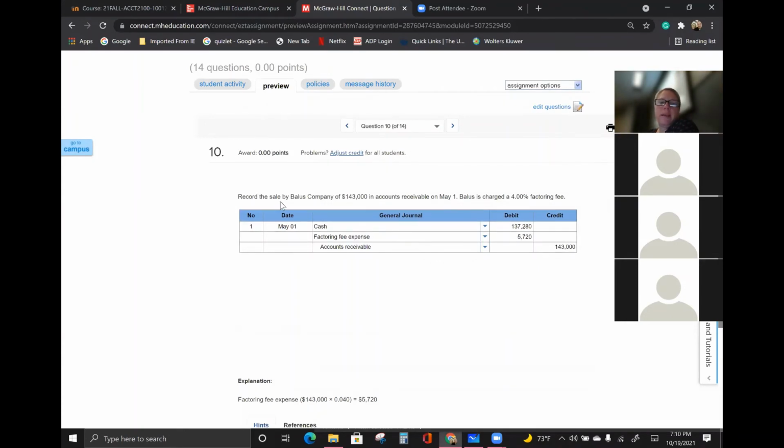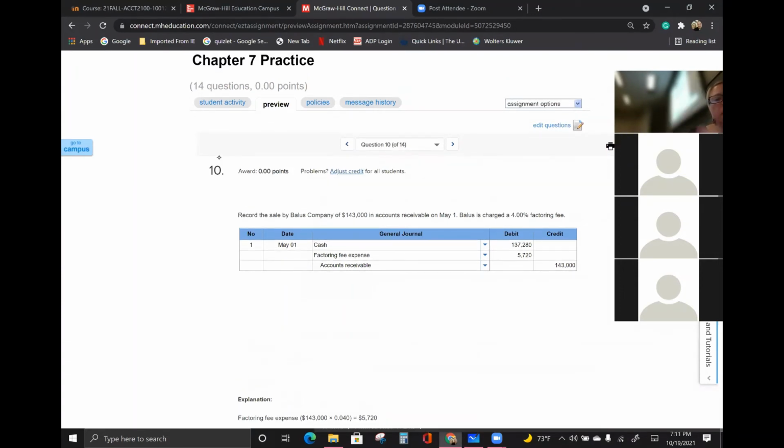So we record the sale of Bayless Company of $143,000 in accounts receivable on May 1. Bayless is charged a 4% factoring fee. So we're selling some of our accounts receivable, and we're going to have to pay this 4% fee. I have $143,000 in accounts receivable that I'm selling. Now, I'm not going to get all the cash because I'm going to have to pay a fee. The fee is 4%.